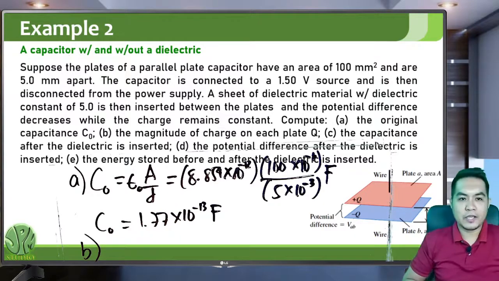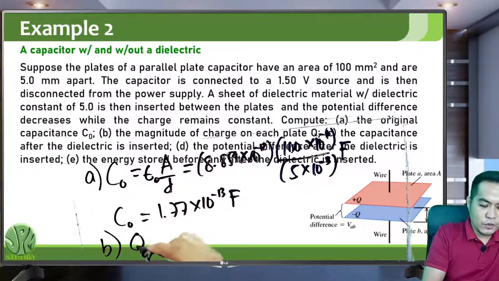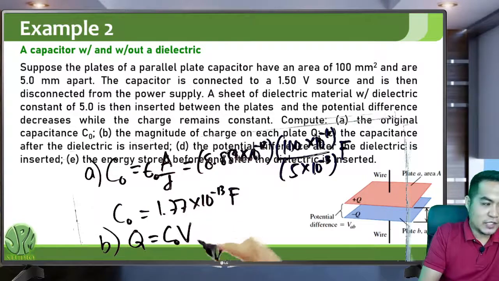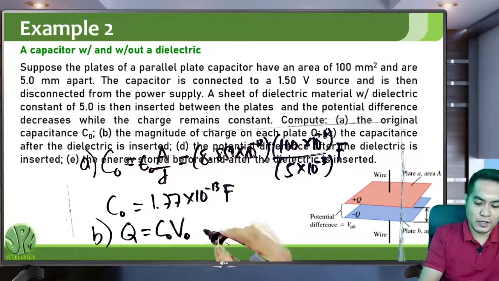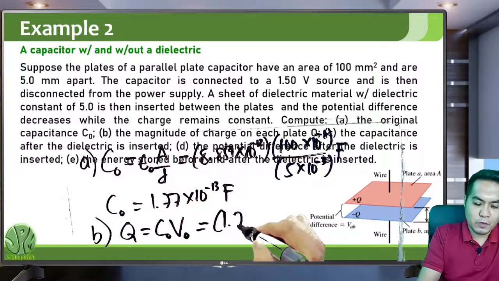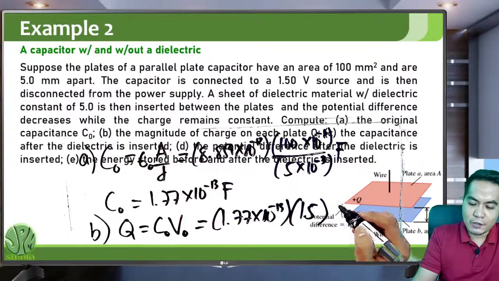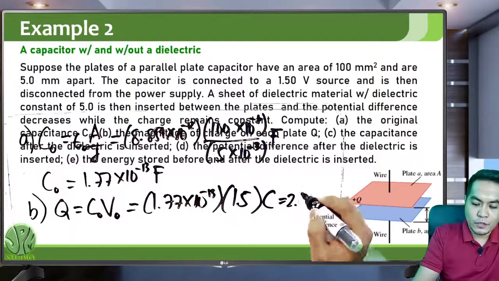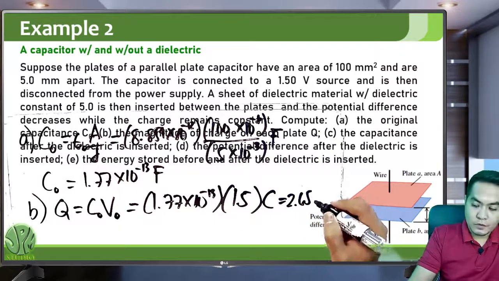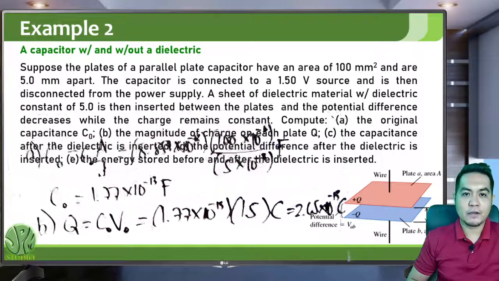Okay, letter B. The magnitude of charge on each plate, Q. So Q is just the capacitance times the original voltage. And actually, it doesn't change. It's actually equal to the final capacitance times the final voltage. So the original capacitance we are given is 1.77 times 10 to the negative 13 farads. Initial voltage is 1.5 volts. The final unit is coulombs. You will get a value of 2.65 times 10 to the negative 13 coulombs. So that is the charge on each plate of the capacitor.